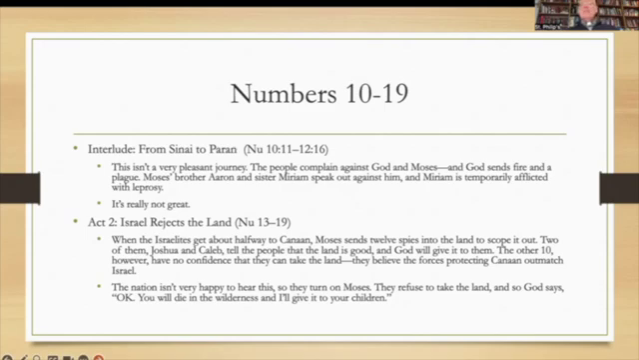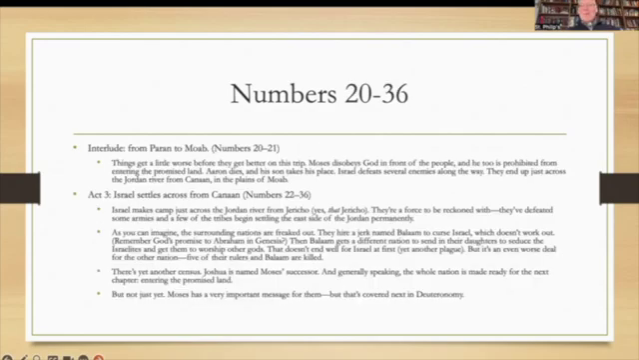God comes across as very cranky in the book of Numbers, and the people come across as very angry and stubborn as well. It's, what might you say, a somewhat dysfunctional relationship throughout this part of the Bible. From 20 to 36, we get another interlude. Things get a little worse before they get better.